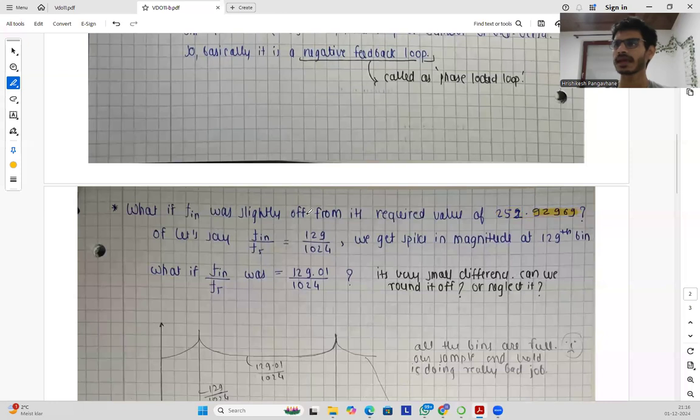So let's say Fin by Fs, let's take it as 129 by 1024. So we get a spike or increase in the magnitude for the coefficient at the 129th bin, right? So what if Fn by Fs was 129.001 instead of 129 itself? To our naked eyes, it's just a very small difference. So can we round it off to 129, or can we just neglect that 0.001 decimal?